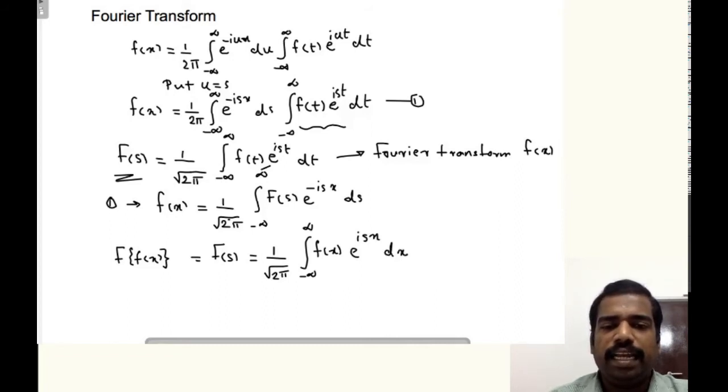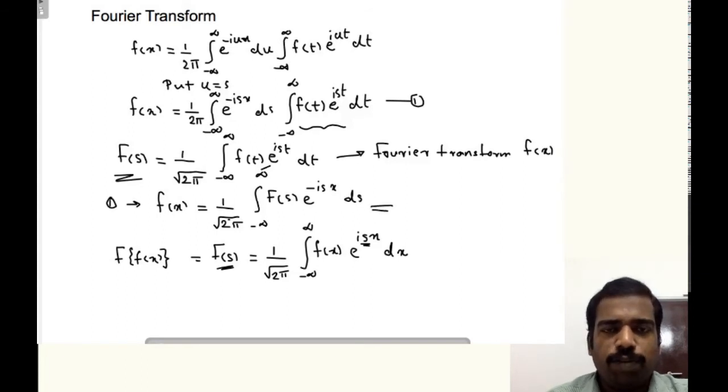ഇവിടെ ശ്രദ്ധിക്കേണ്ട കാര്യം, കേർണലിന്റെ വേരിയബിൾ ഇത് എന്തായിരിക്കണം? s ആണെങ്കിൽ we will call it as f of s, and if this one is w we will call it as fw. So depending on that we have to write that specific variable in the Fourier transform. And this one is called the inverse Fourier transform of f of x.